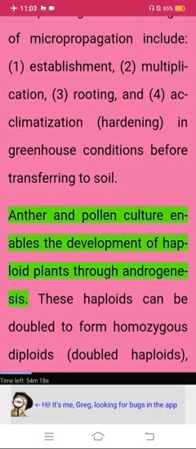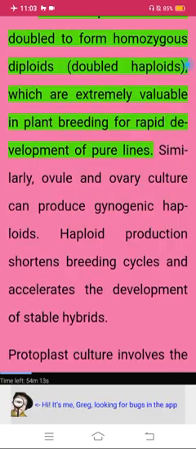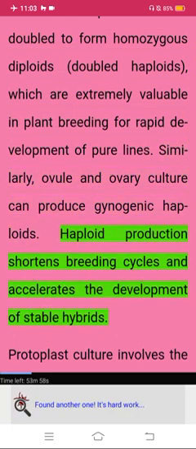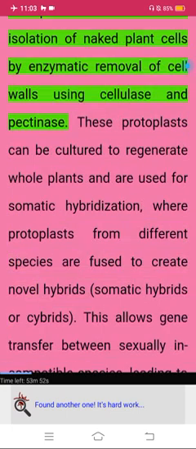Anther and pollen culture enables the development of haploid plants through androgenesis. These haploids can be doubled to form homozygous diploids, doubled haploids, which are extremely valuable in plant breeding for rapid development of pure lines. Similarly, ovule and ovary culture can produce gynogenic haploids. Haploid production shortens breeding cycles and accelerates the development of stable hybrids.